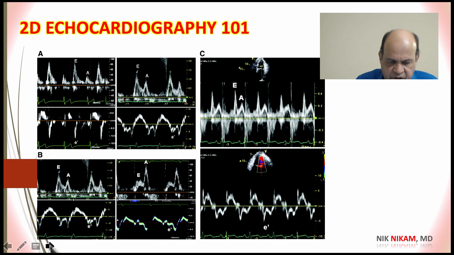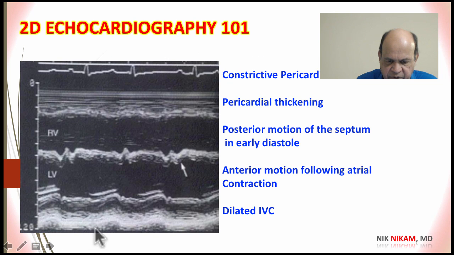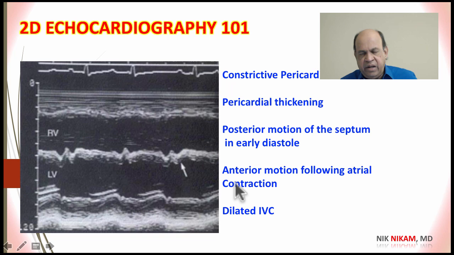And let's move on to the last picture here, and this is an example of constrictive pericarditis where we showed you there is pericardial thickening, as we can see here, and there is posterior motion of the septum during early diastole. This is the early diastole, this posterior motion, followed by an anterior motion during atrial contraction, which happens right after the P wave of the electrocardiogram. And there is also dilatation of the inferior vena cava, which may also help.